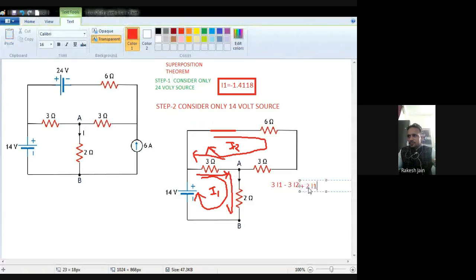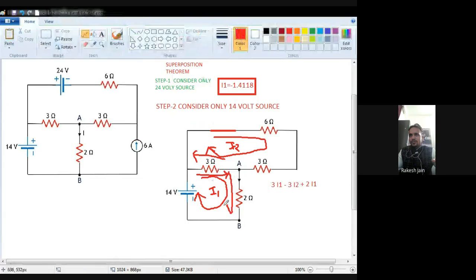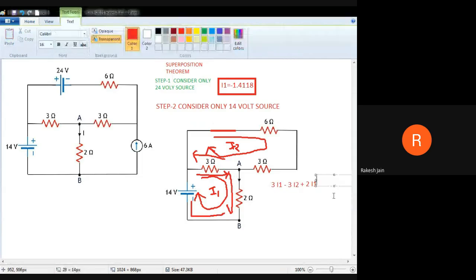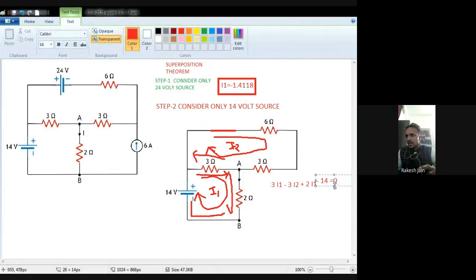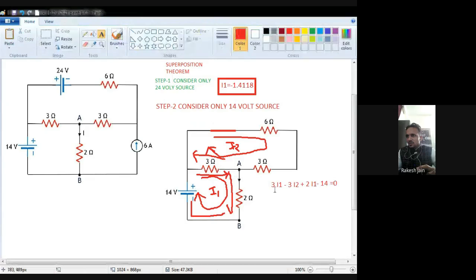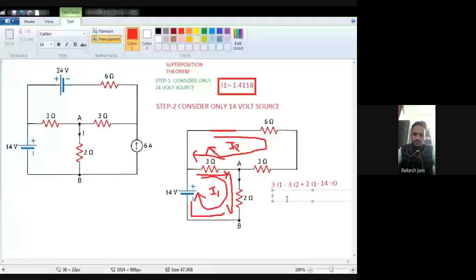Now we are going to solve step number 2. We have to find out the current through the 2 ohm resistor with the help of superposition theorem. This is step number 1, in which we consider only the 24 volt source. Step number 1 answer, considering only the 24 volt source, I find the answer is this one, and I remove all the other things. You will see in the video again if you want to see.